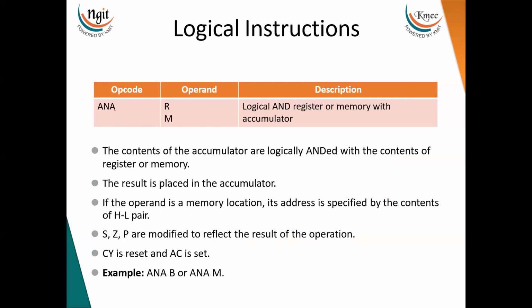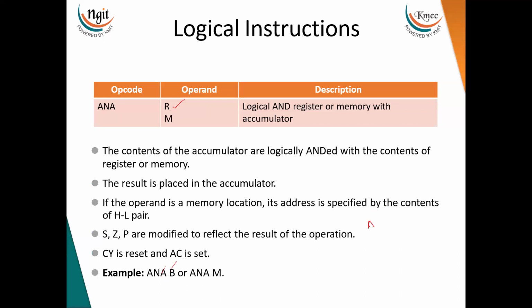Now, next one is what? ANDing with R. Now R is nothing but a register. Any register you can specify over here, including A also you can specify here. ANDing the B register with the A register.